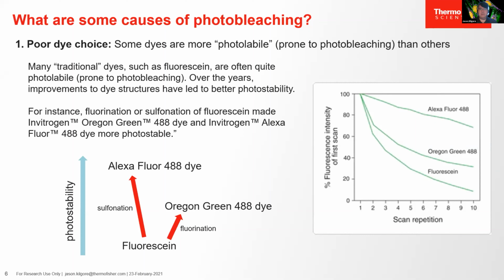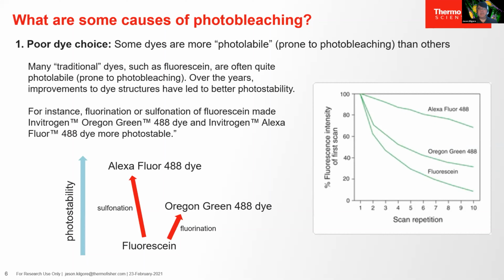photostable. So for instance, fluorescein was derived to add some fluorines to it. And this fluorination became Oregon Green 488. And as you can see on the graph on the right, it had a little bit more stable photobleach curve. And then I think it was in the mid-90s, we released Alexa Fluor 488, which was a sulfonated form of fluorescein. And by adding those sulfate groups, we were able to get a much more stable dye, as you can see in the graph at the top.